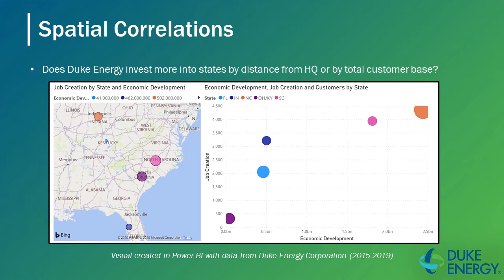Does Duke Energy invest more into states by distance from their headquarters or by total customer base? As shown from the visual on the right, Duke Energy invests the most money in job creation into North Carolina, South Carolina, Indiana, Florida, and Ohio and Kentucky in that order. The size of the dots on the right visual is based off the size of the customer base for that state.